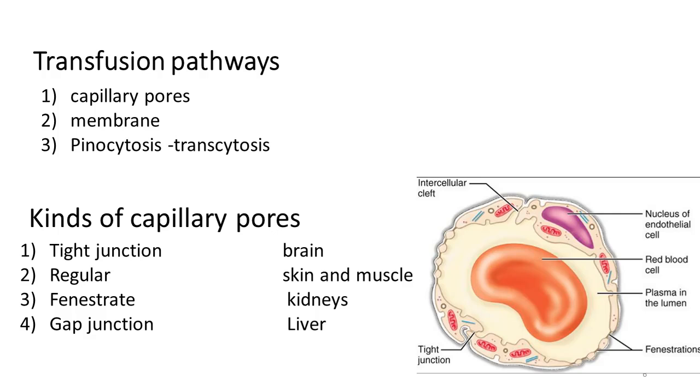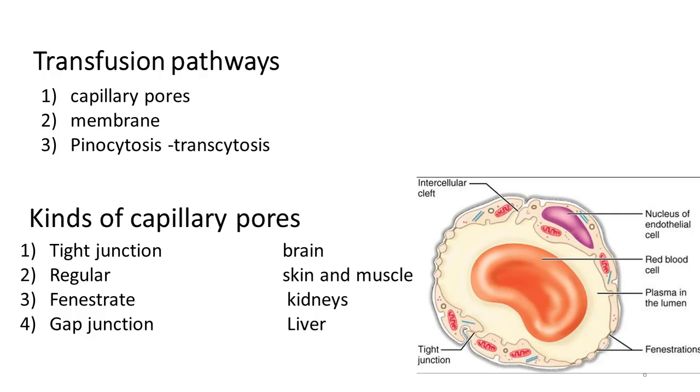Also, transfusion pathways between blood and interstitial fluid might be through capillary pores. We have some pores or fenestrates on the endothelial cells of capillaries. So these pores can transfuse nutrients and molecules from the blood to the interstitial fluid.